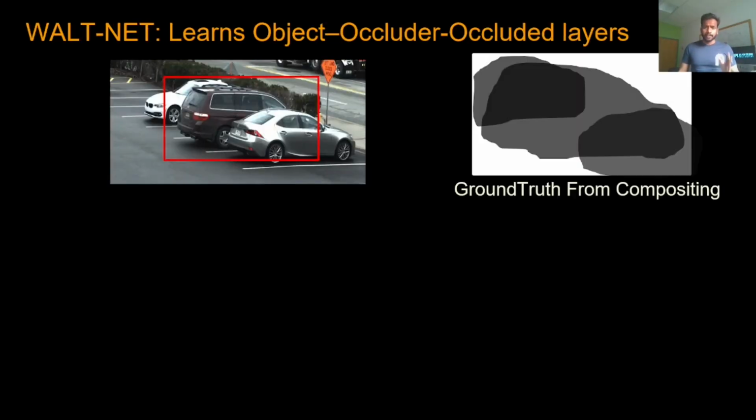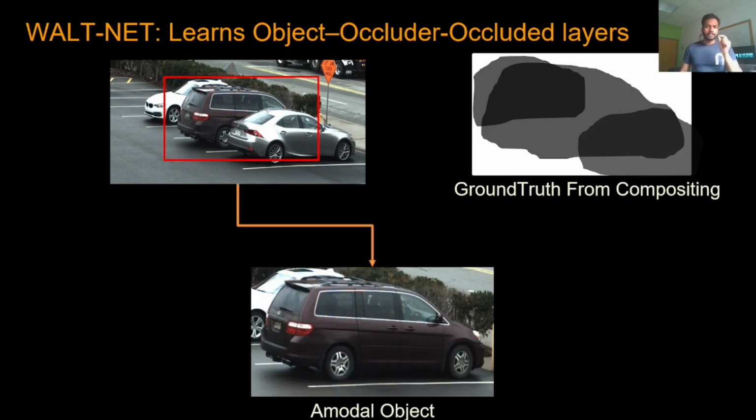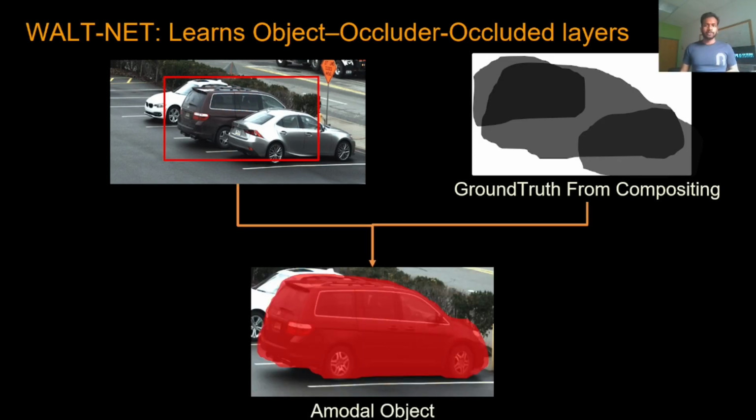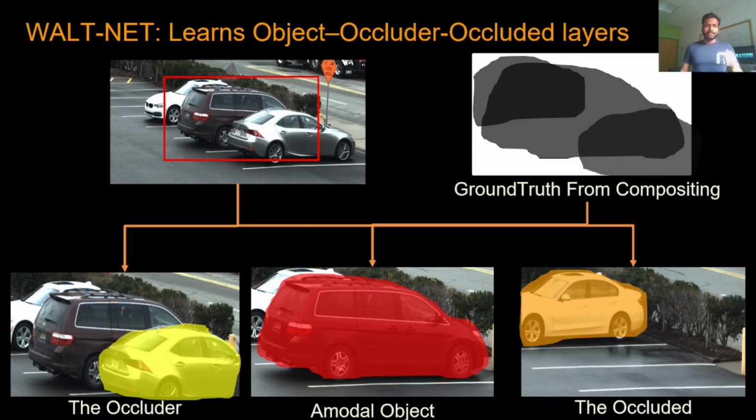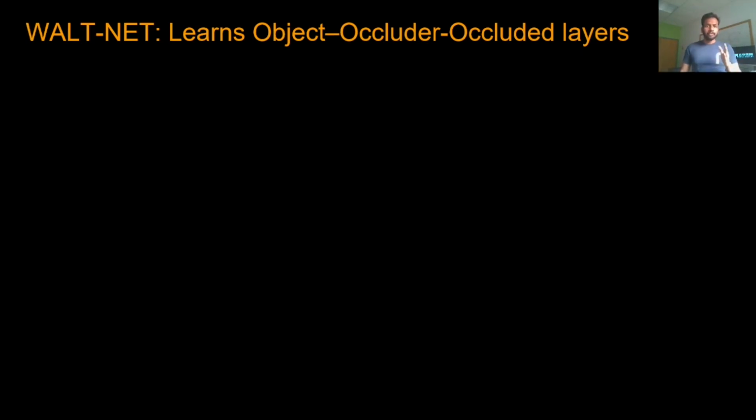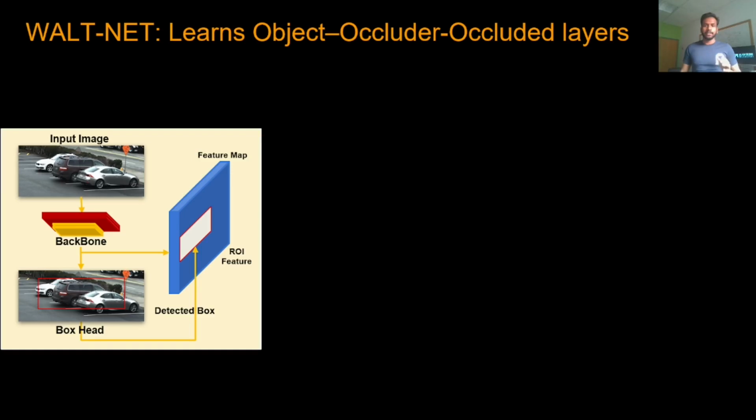Given an image and the ground truth from compositing, every bounding box contains three components: the object that needs to be segmented, the occluder, and the occluded. Disentangling these three objects per bounding box improves the amodal representation. We illustrate the pipeline to learn these three layers.